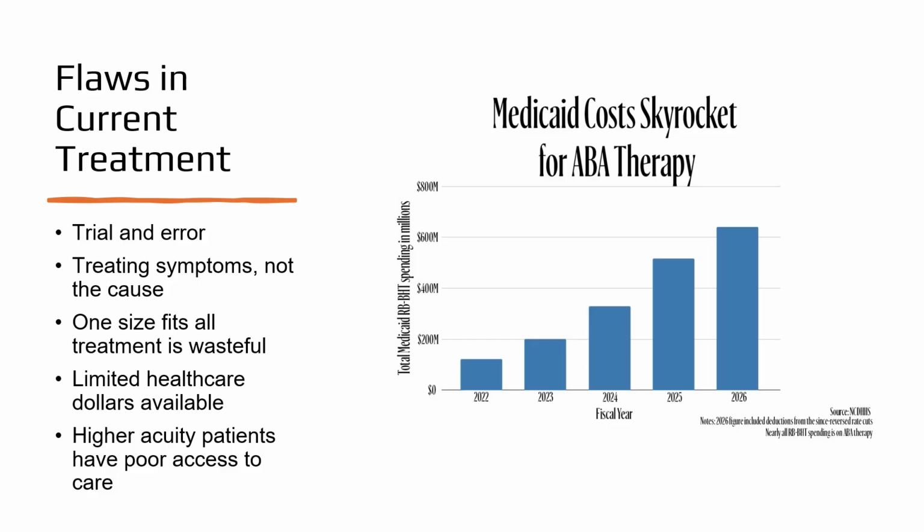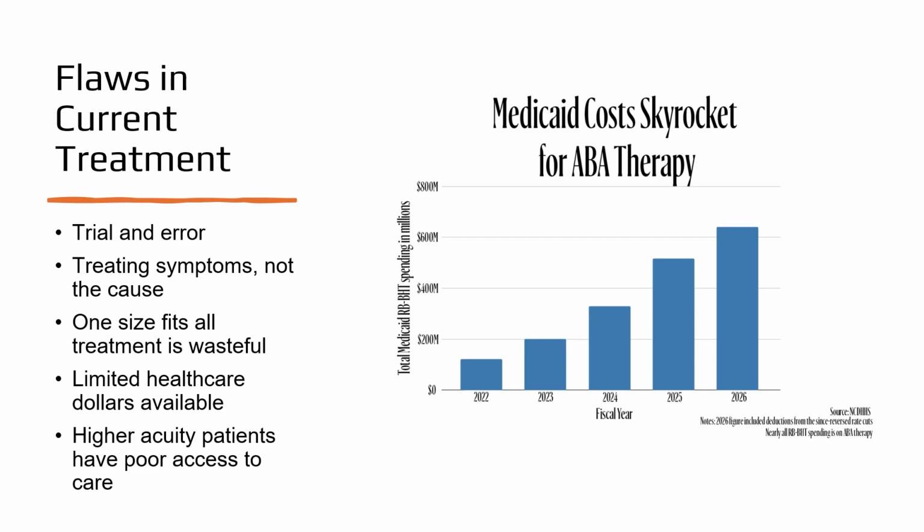Flaws in current treatment. Current treatment for ASD often relies on trial and error methods in treating symptoms rather than identifying and treating the underlying biological causes. This one-size-fits-all treatment is not only inefficient, but a waste of limited healthcare dollars.